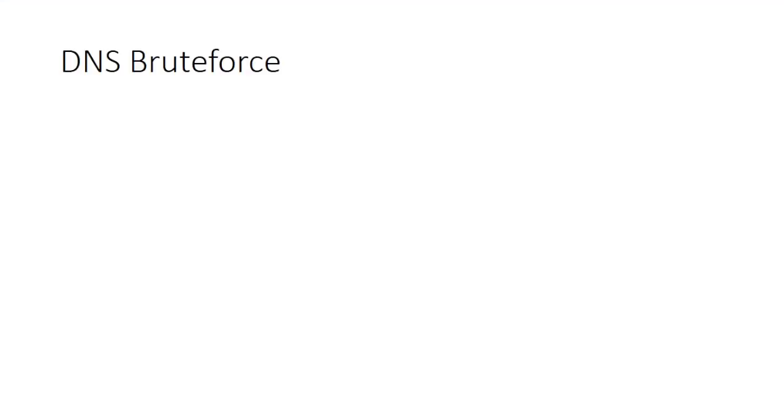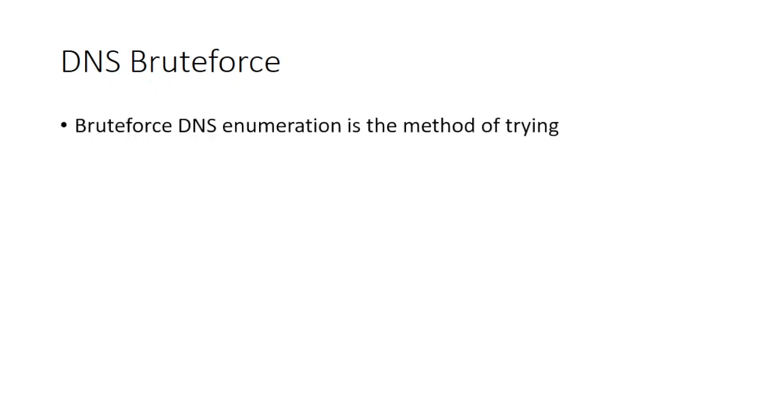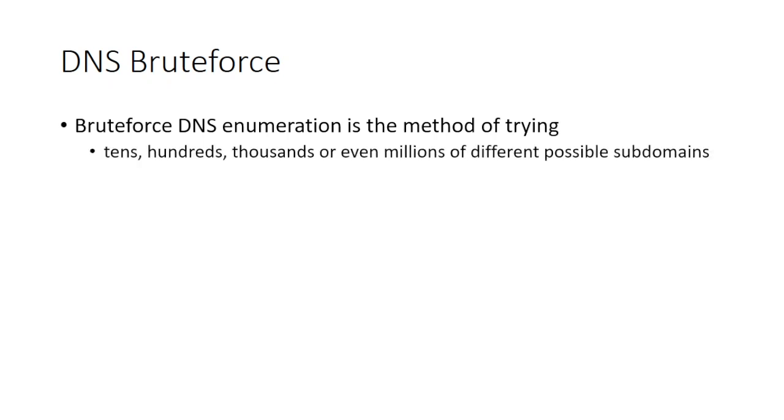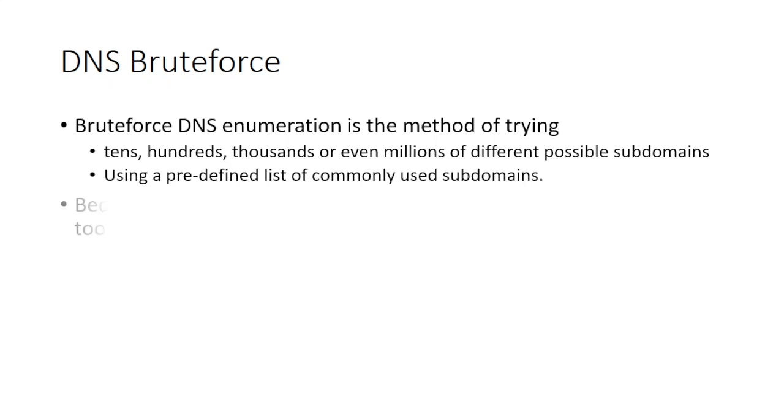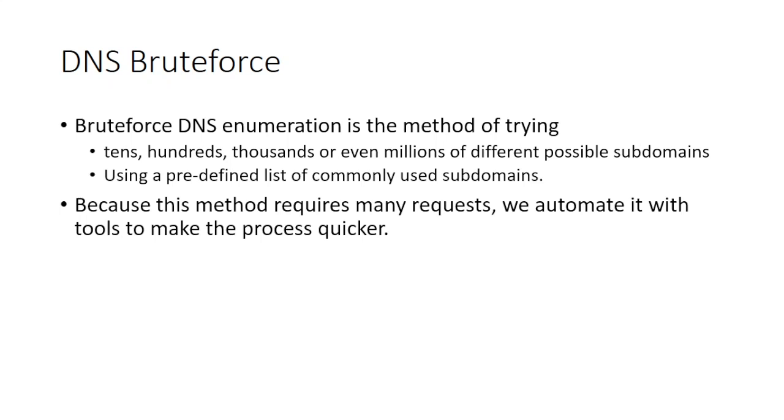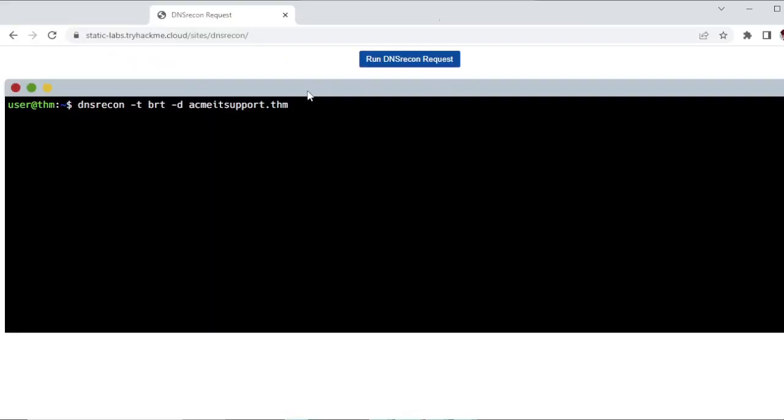Another way of doing it is by brute forcing. Brute force DNS enumeration is the method of trying tens, hundreds, thousands, or even millions of different possible subdomains from a predefined list of commonly used subdomains. Because this method requires many requests, we automate it with tools to make the process quicker. In this instance, we're going to try DNSRecon. So here we go. As you can see, when we click on view site, we get this.